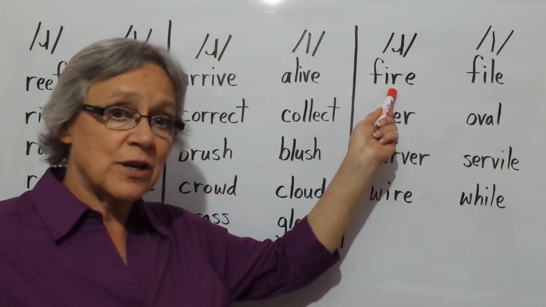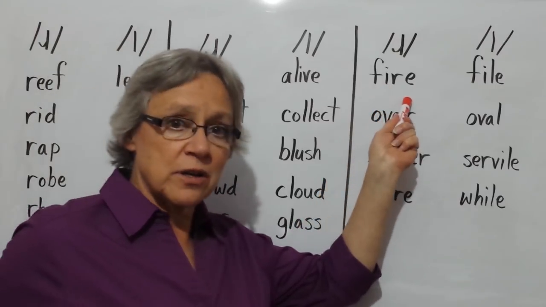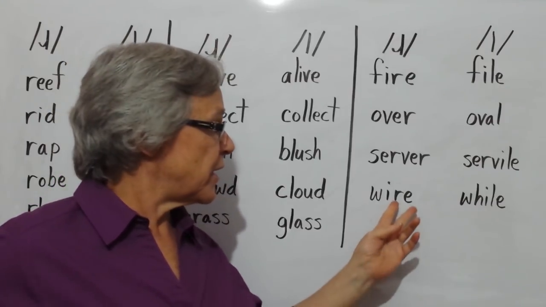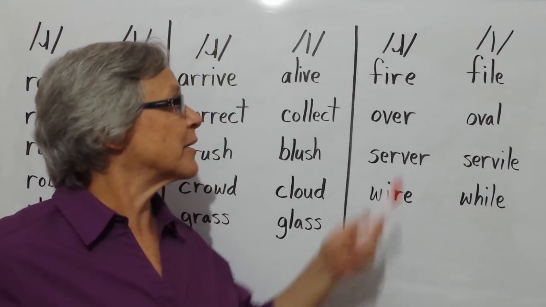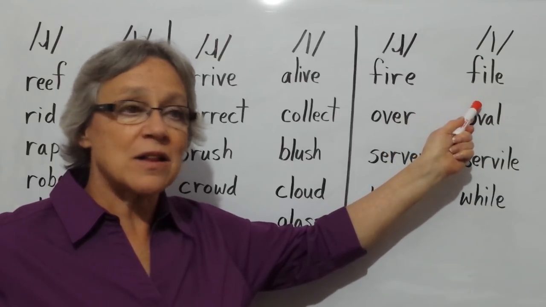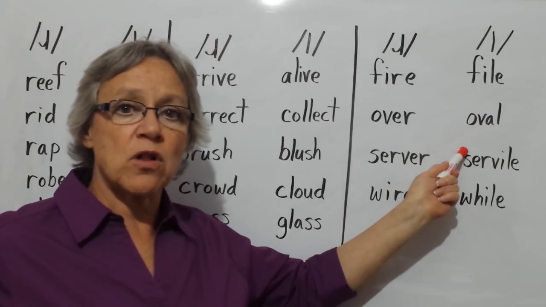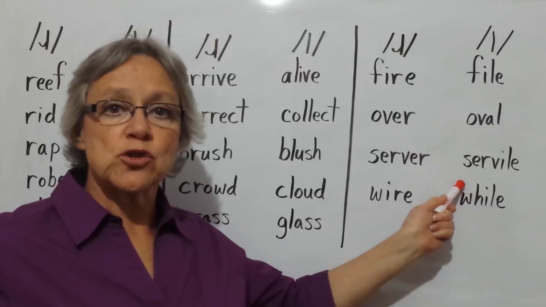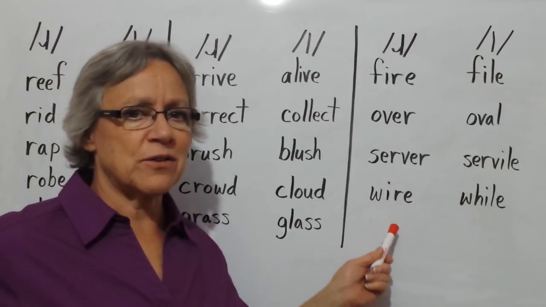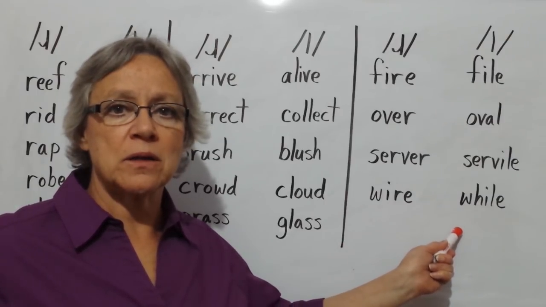This word, fire, it's similar to iron, where it's as if the R and the E are reversed. Fire. The same down here with wire. It's as if that R and E are reversed, wire, okay? Fire, file. Over, oval. Server, serval. I think I changed my vowel sound a little bit, sorry. Wire, while. Okay?